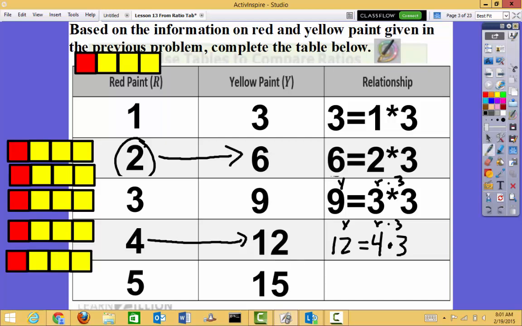Now let's look at the relationship. How did I get from 5 to 15? Well, that is 5 times 3. And what is my answer? Well, it's that 15 again. And I can check, because I have this pattern up here. It's red times what? Times 3 equals yellow. And my yellow says it should be 15. All right, let's continue.